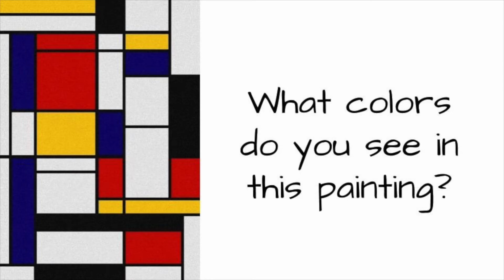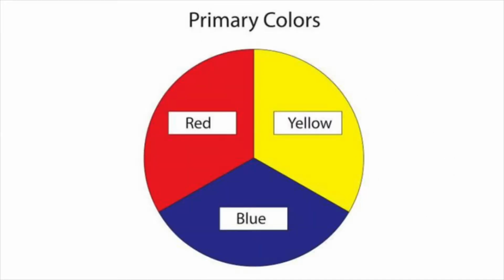What colors do you see in this Piet Mondrian painting? You got it. Red, blues, yellow, black, and white. Red, blue, and yellow are primary colors. Can everyone say primary colors? We need primary colors to mix all the other colors we see in the rainbow.